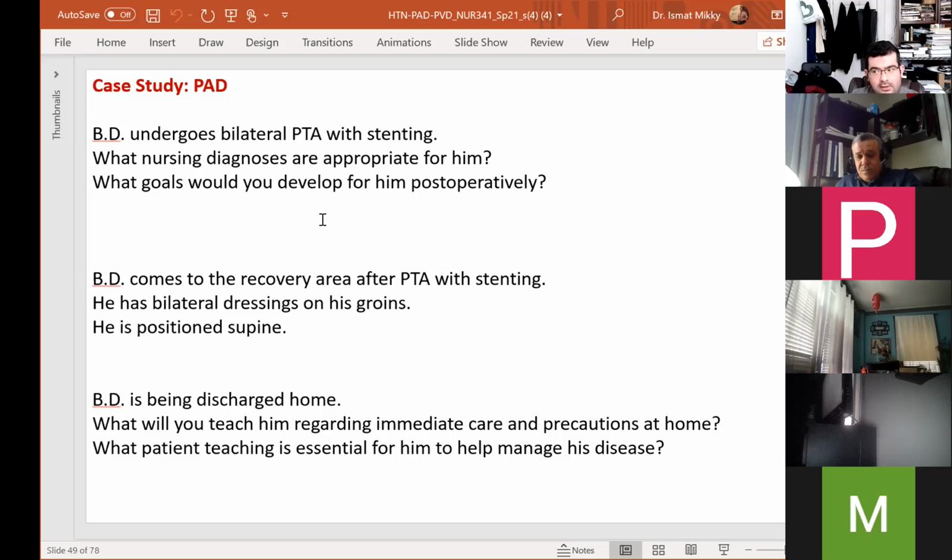Probably make sure that they take their medications that are prescribed. Yeah, they will be on meds, absolutely. So they make sure they're taking their medications, especially since they will be on them long term.